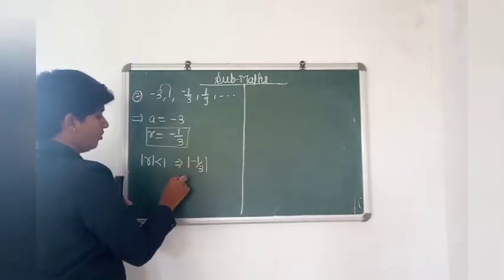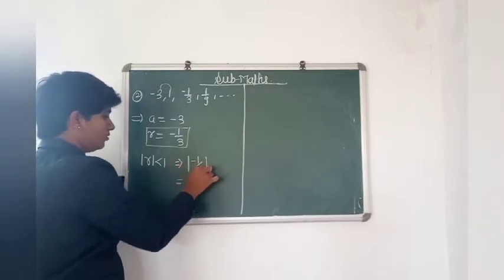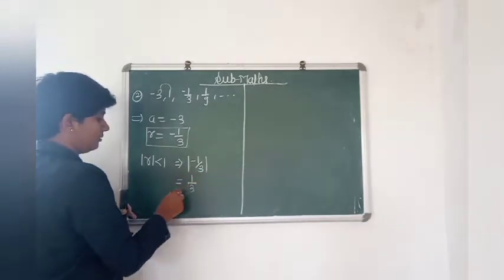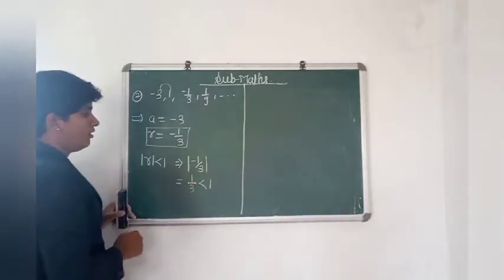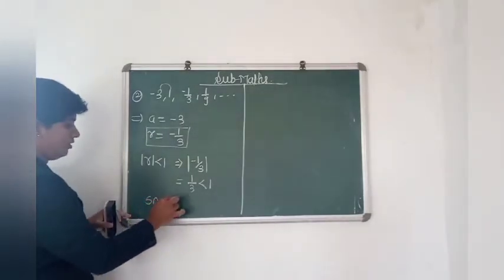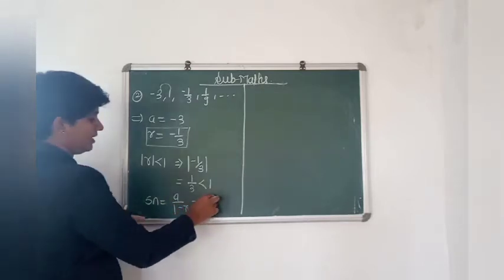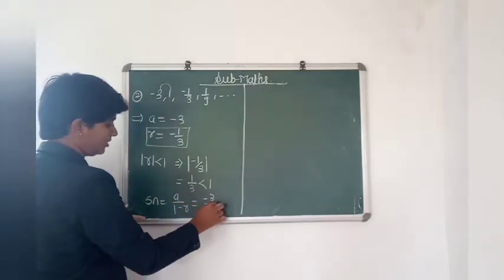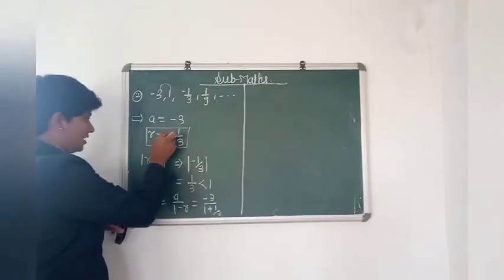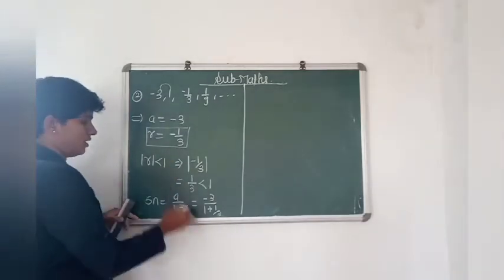Obviously the value of mod minus 1 by 3 is also positive, because whether the value inside the mod is negative or positive, the result is always positive. So that means 1 by 3 is obviously less than 1. So hence S infinity is equal to a upon 1 minus r. Substitute here the value of a, minus 3, upon 1 minus r, where r is minus 1 by 3. So minus minus becomes plus, because there is already a minus sign in the given r, and the formula also has 1 minus r. So this minus minus becomes a plus.